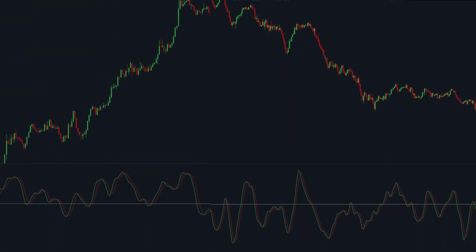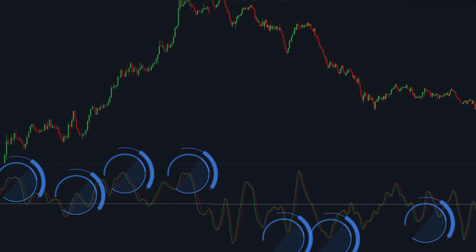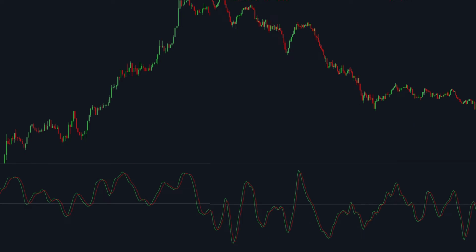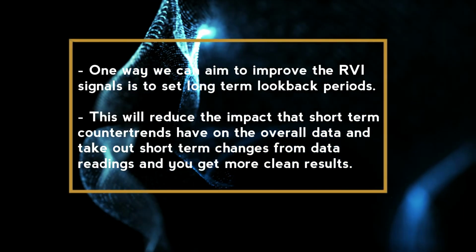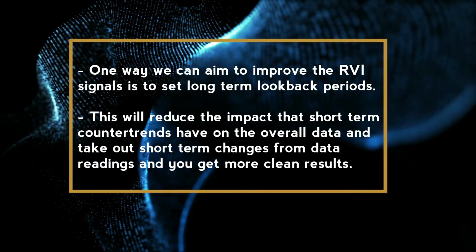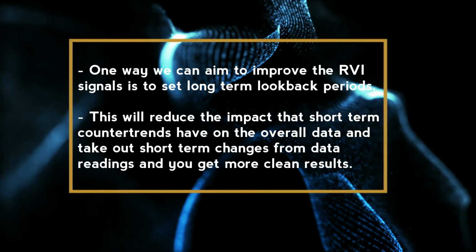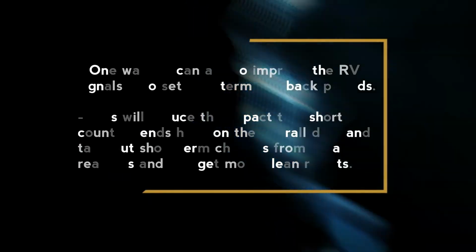This chart shows how the RVI behaves in a long uptrend and in a long downtrend. In both scenarios the indicator came to the overbought and oversold areas and stayed there for a long time, while price kept moving with the trend. One way we can aim to improve the RVI signals is to set long-term look-back periods. This will reduce the impact that short-term counter trends have on the overall data, and take out short-term changes from data readings, and you get cleaner results.